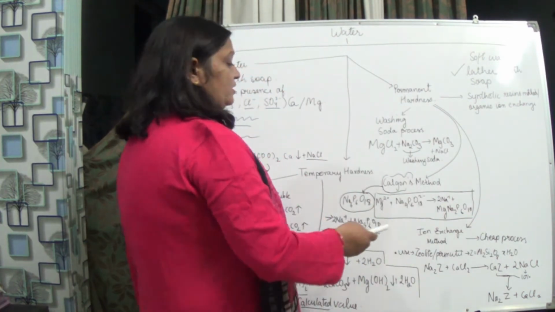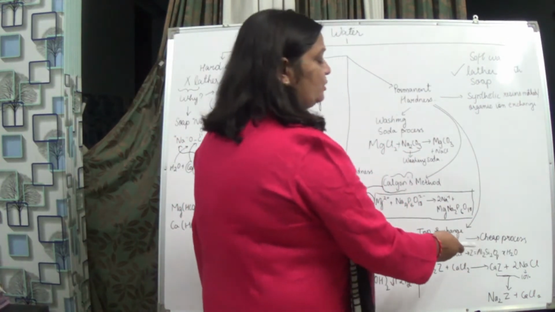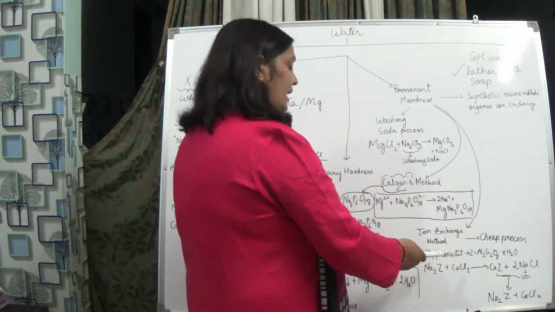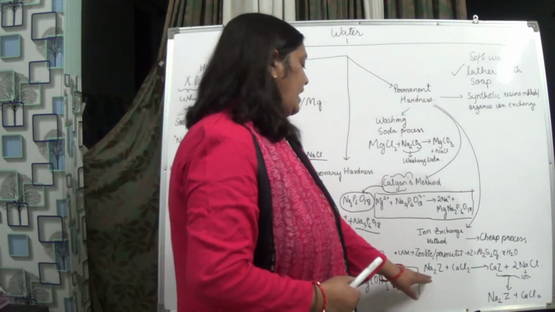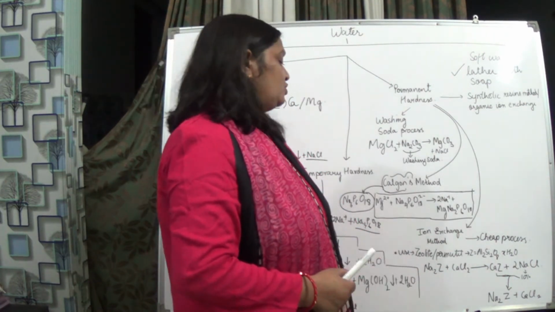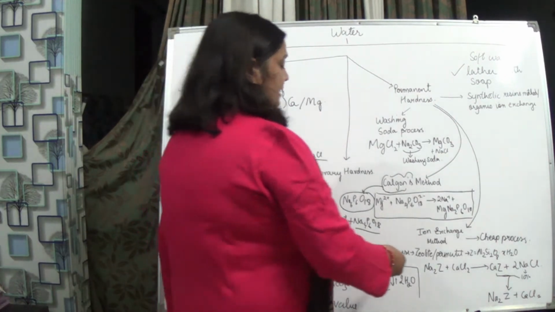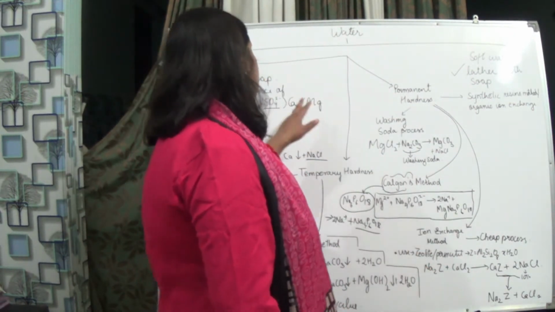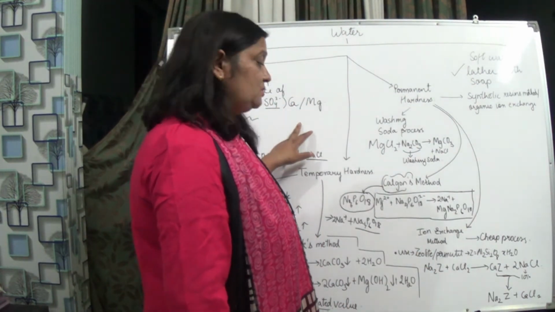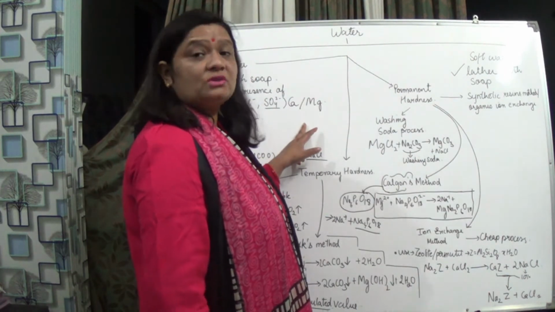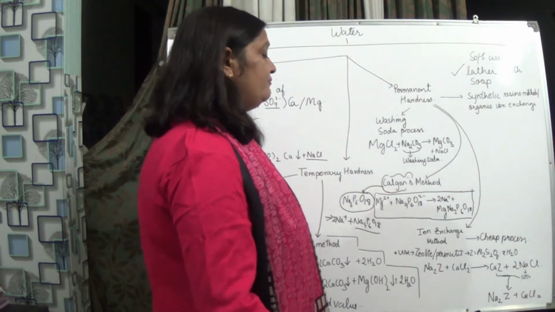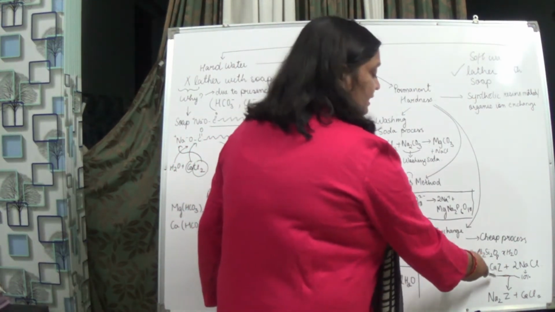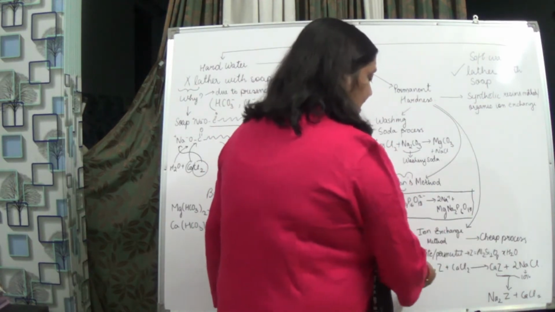So for this whole compound Al2Si2O8.xH2O, which is zeolite, this can be written as Na2Z. Here we are using this zeolite, and it reacts with calcium chloride, which is causing hardness of the water, or magnesium chloride, which is causing permanent hardness, to give the corresponding what? If we are using CaCl2, it will give CaZ plus NaCl.